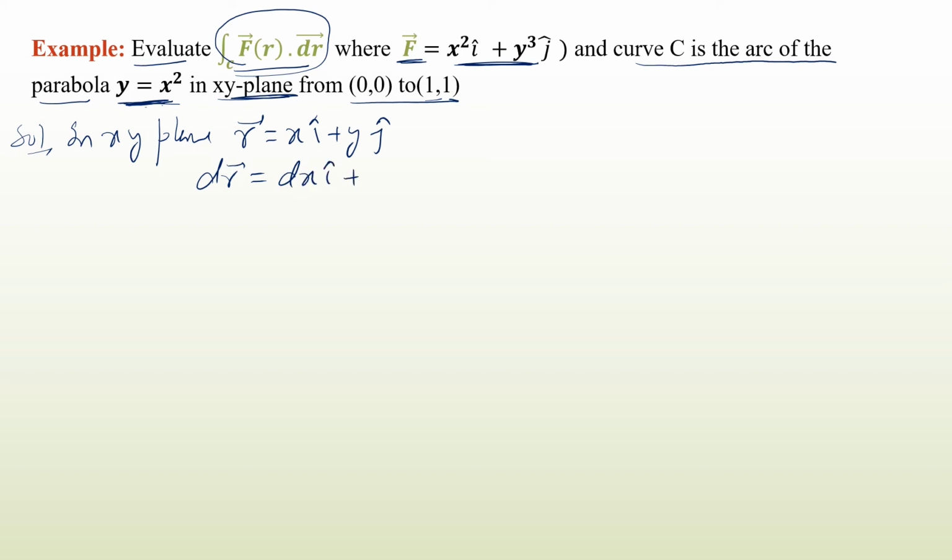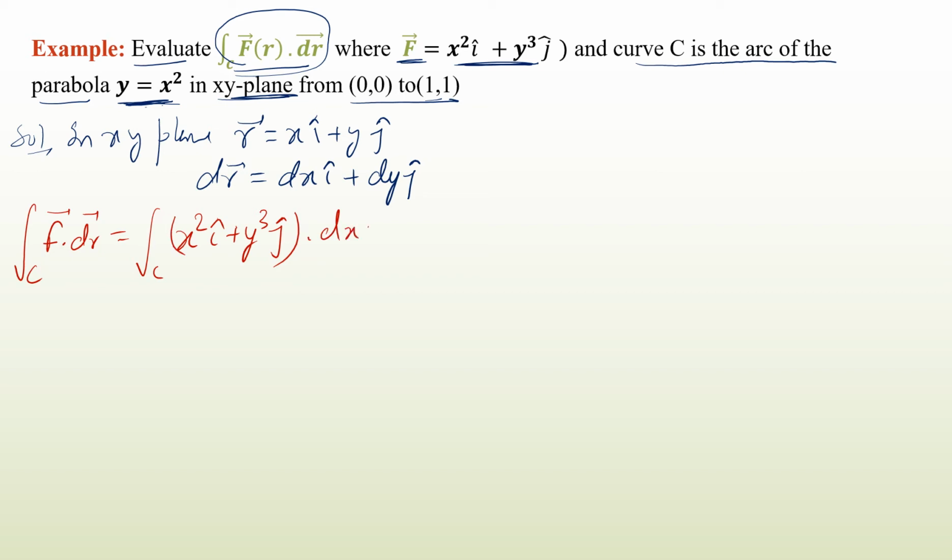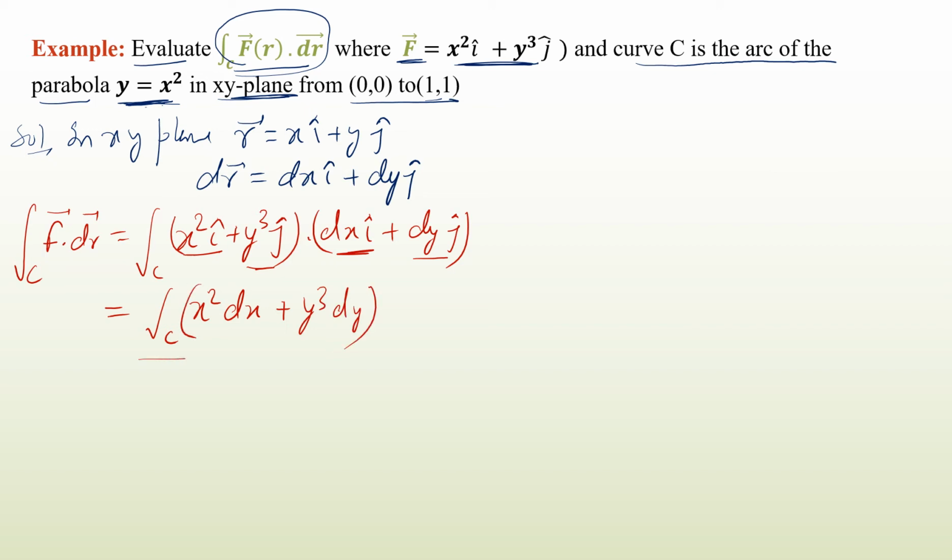dxi plus dyj. Now because we have to evaluate the integral of f dot dr, f is x squared i plus y cubed j, dot dxi plus dyj. So taking the dot product, we have to evaluate the integral of x squared dx, i dot i, plus j dot j, so we write y cubed dy, along the curve.